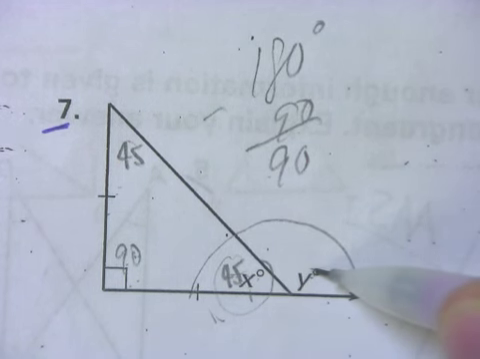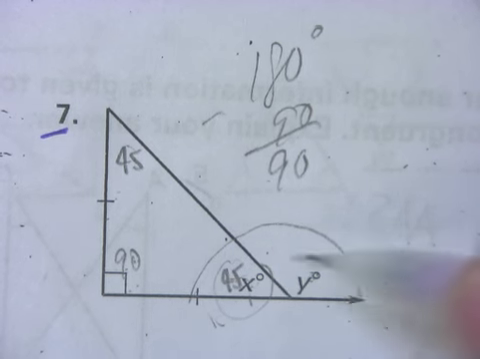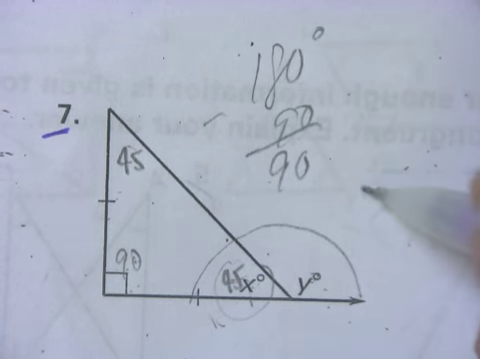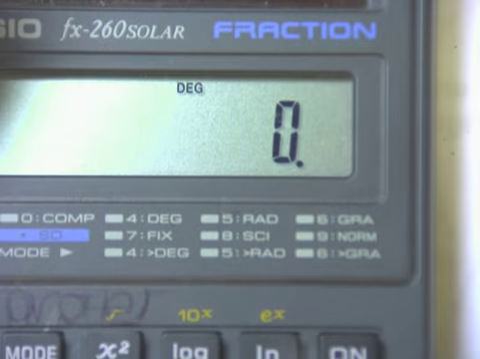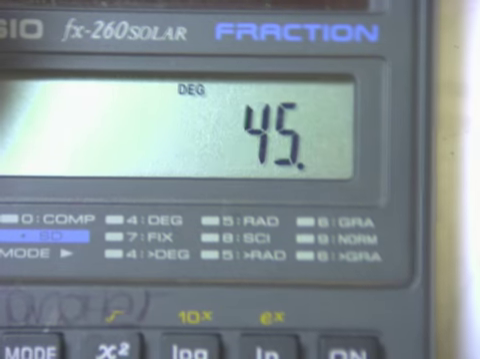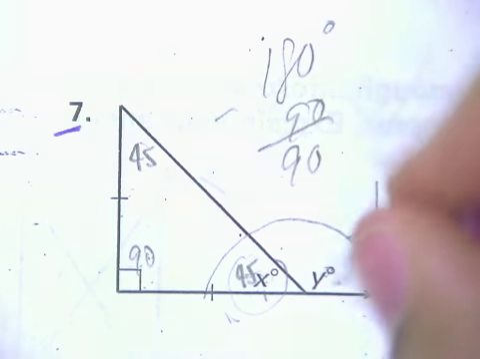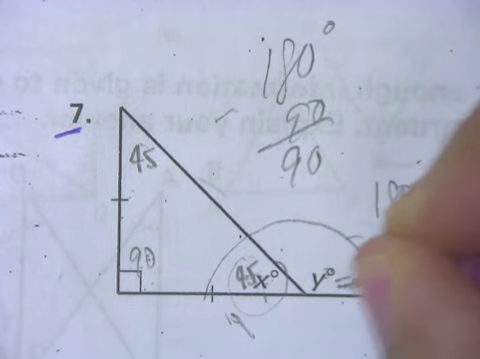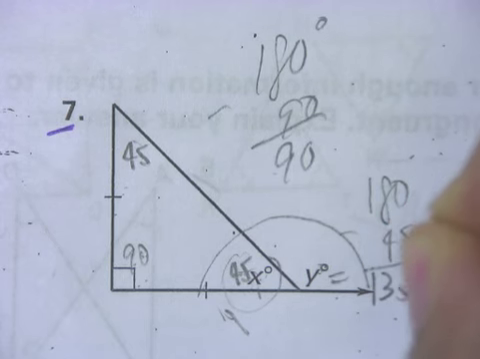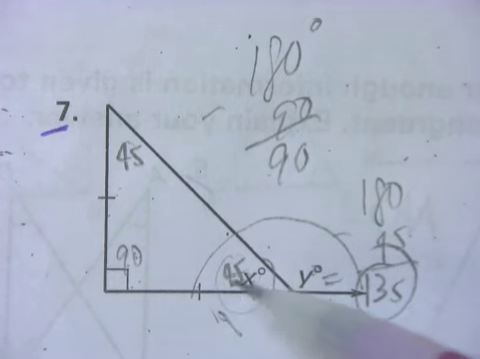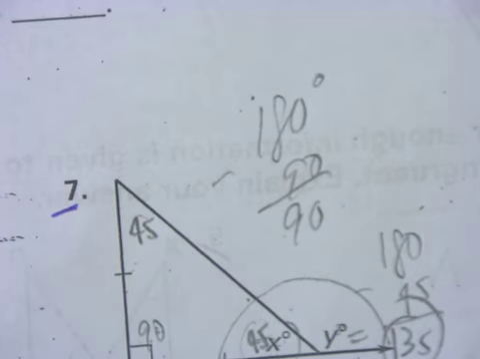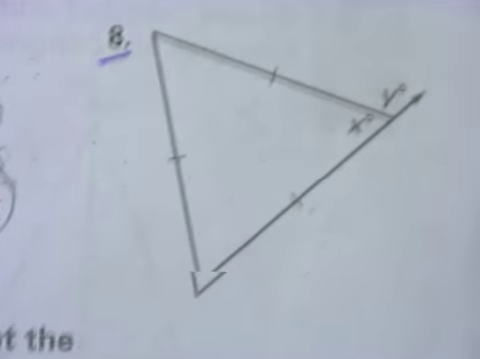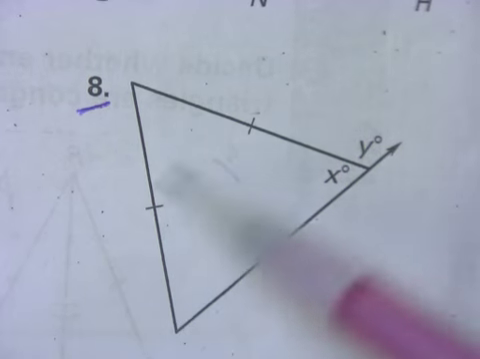Hopefully, we remember that these x and y are a linear pair, which means they add up to 180. So if x is 45 degrees, it's pretty simple to find y. All I have to do is 180 minus 45. And that's going to give me 135 degrees. So y is equal to 135 degrees. So x is 45 and y is equal to 135.